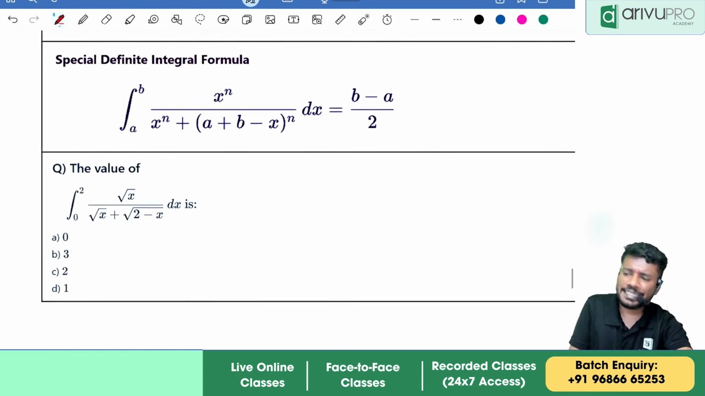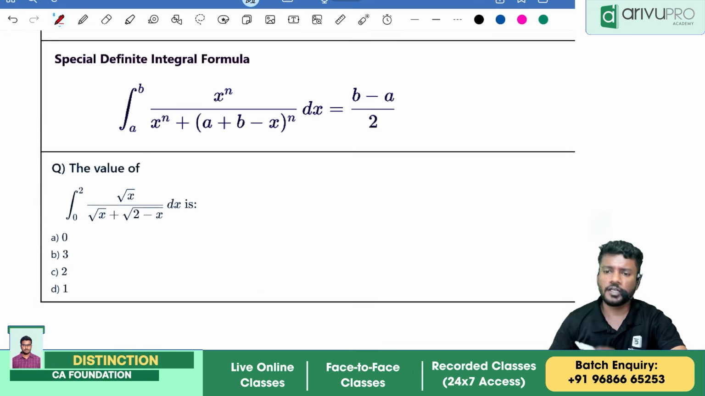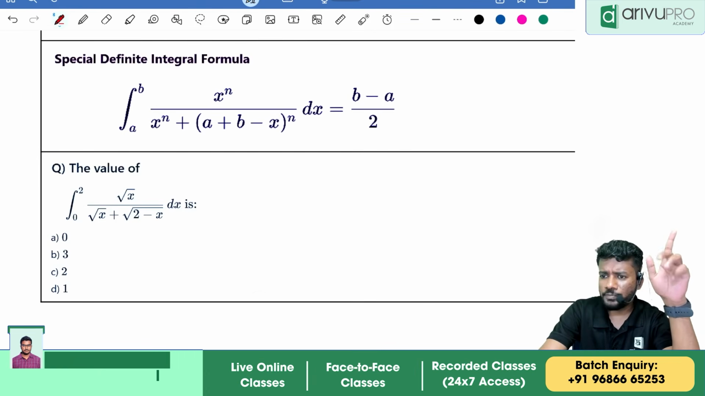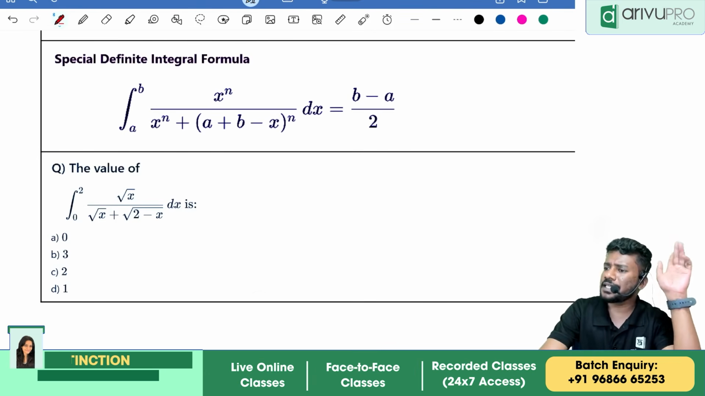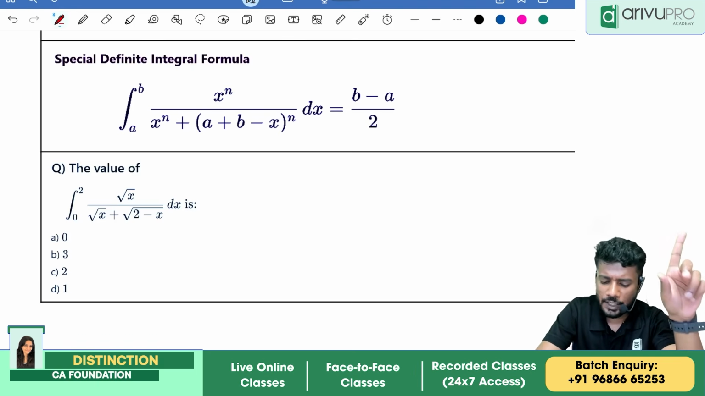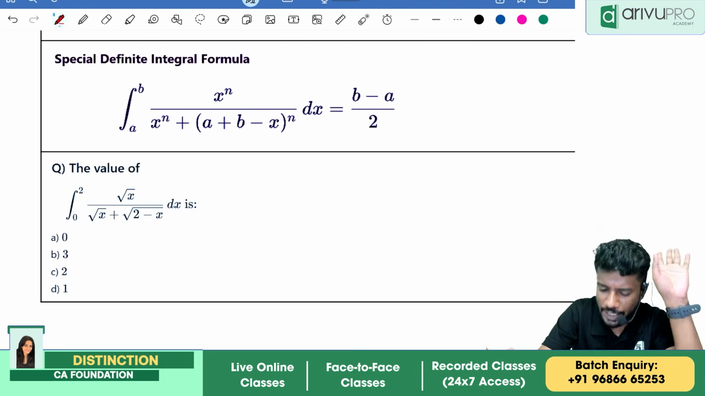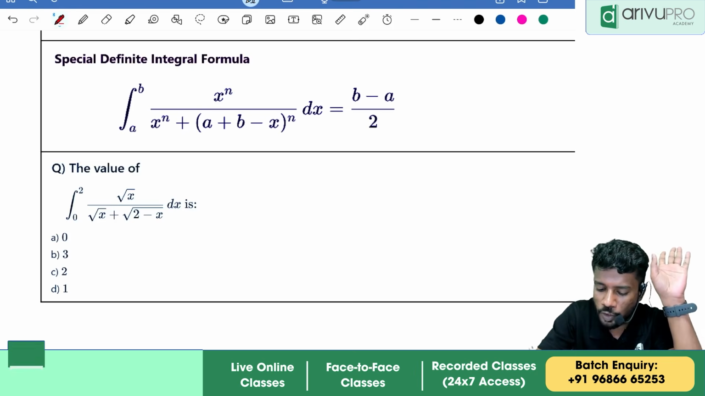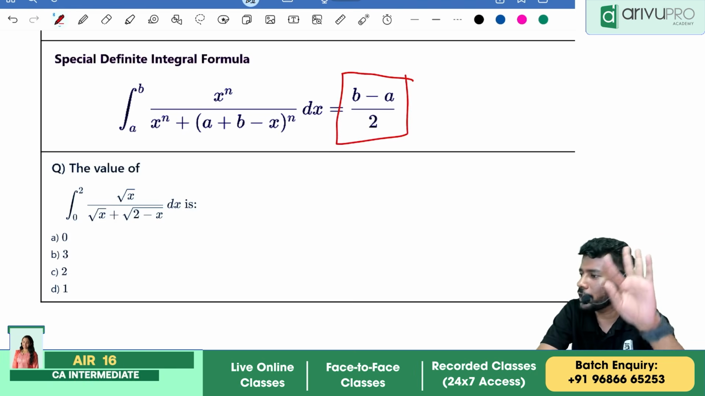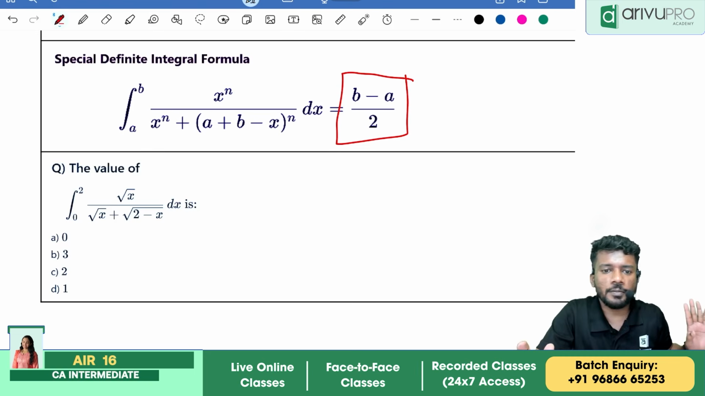Special definite integral formula. When it is of the form integral from a to b of x raised to n divided by x raised to n plus (a plus b minus x) the whole raised to n, the answer is (b minus a) divided by 2. That means upper limit minus lower limit divided by 2.